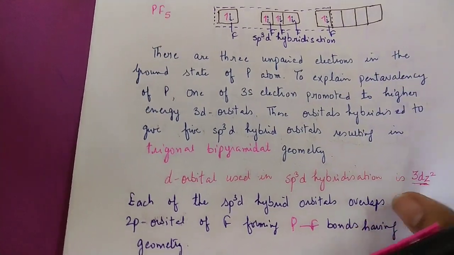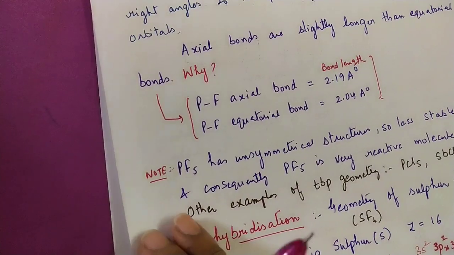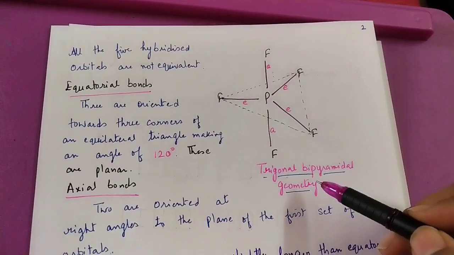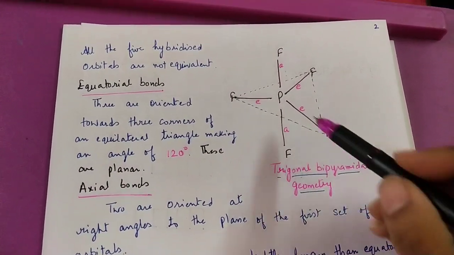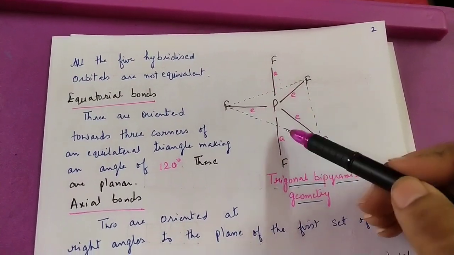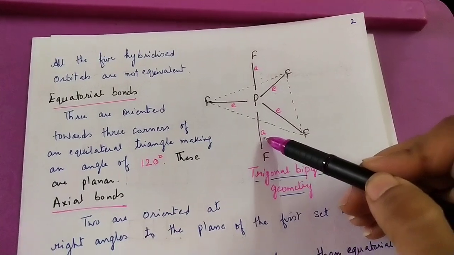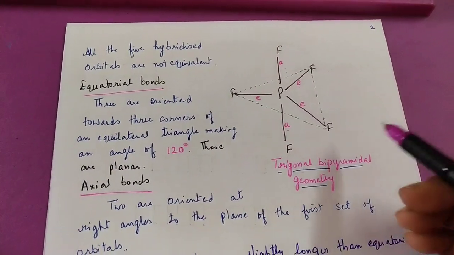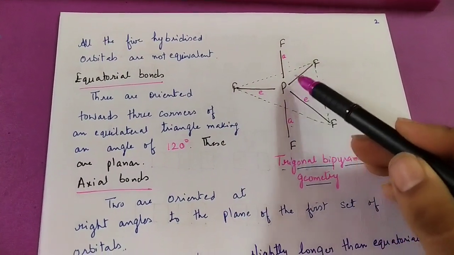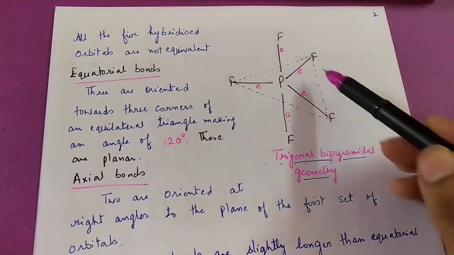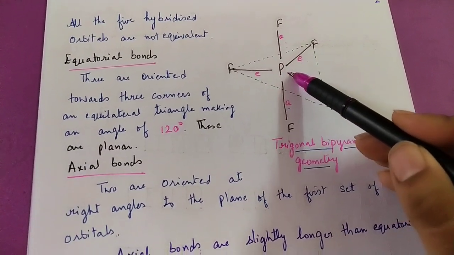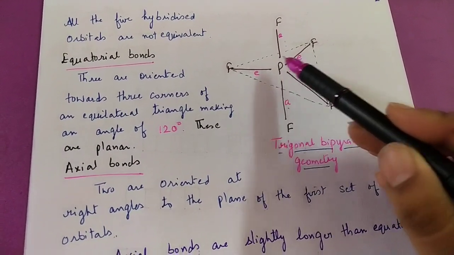The interesting thing is all P-F bonds are not equivalent. The geometry formed is trigonal bipyramidal geometry. I have marked here E for the equatorial bonds and A for the axial bonds, so these 2 types of bond are formed. The equatorial bonds are directed towards the corners of the equilateral triangle. They form an angle of 120 degrees, and these are planar in nature.